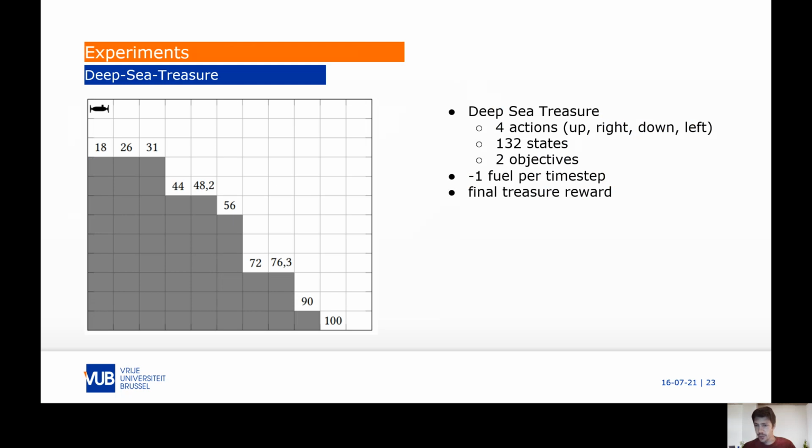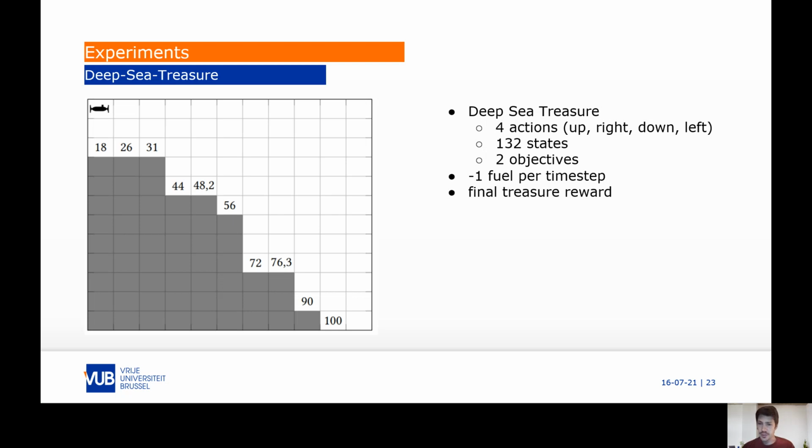Next, we did some more experiments on two different benchmarks. The first one is Deep Sea Treasure, a classic multi-objective benchmark with a limited number of states, where you have a submarine that is in search of a treasure. Every treasure has a specific value. The further away the treasure, the higher the value, but at every time step you consume fuel. So you need to consume more fuel in order to get a better treasure. It's the compromise to be made here.